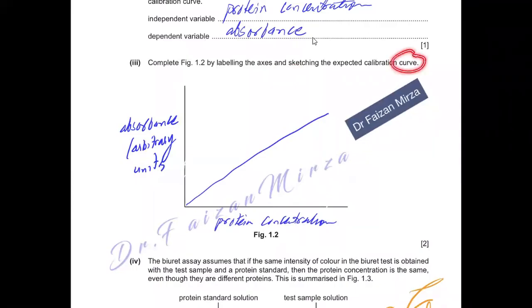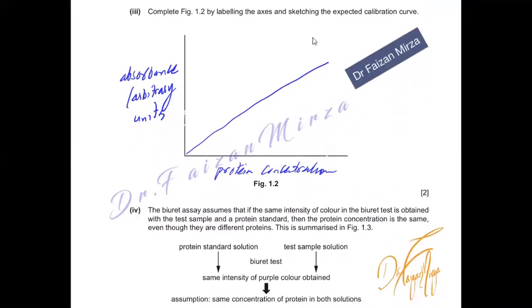Although we call it a curve, this is normally a straight line. Although you can draw a curve as well, this is normally a straight line. So absorbance in arbitrary units will be on the y-axis and protein concentration on the x-axis. So if you increase the protein concentration, the absorbance will increase linearly. So the graph should show a positive linear correlation, or you can say a positive linear rise along the axis.